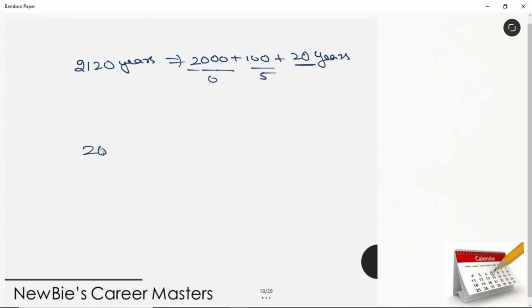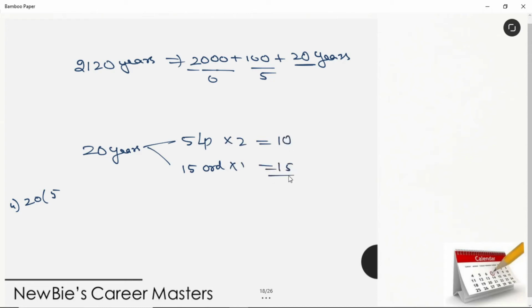I'll take 20. How many leap years? 5 leap years, no. Correct? See, 20 divided by 4. 5 is the quotient. So, 5 leap years. The remaining 15 are ordinary years. Correct? How can you convert these years to days? 2 into 5, 1 into 15. Simple. Now this is 10 days and this is 15 days. Add these. Total 25 odd days.